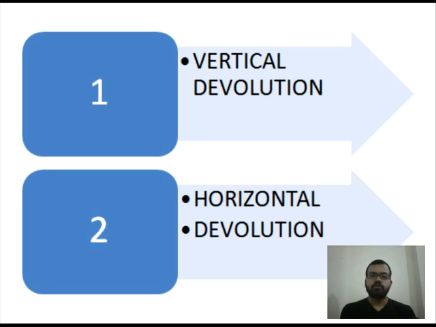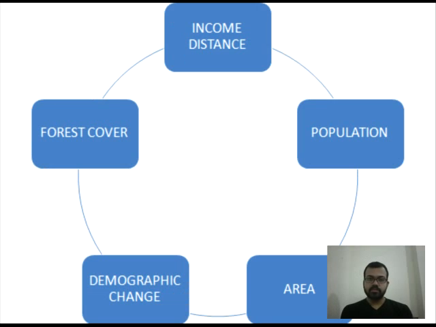So there must be a formula to distribute the tax revenues to all the states. Here come the 5 criteria to which the 14th Finance Commission gave weightage. First of all, we will look into income distance. We all know that there are regional disparities in our country, so income distance is a major part of revenue sharing.